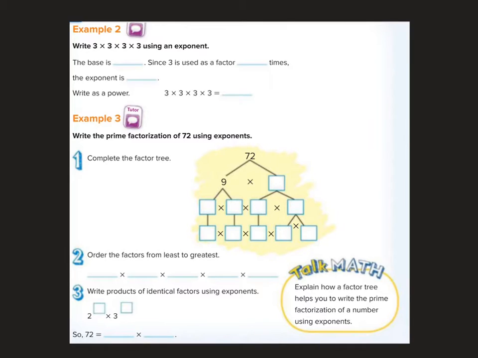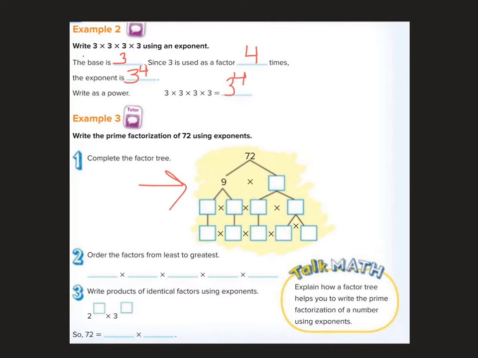Okay, so here it says write 3 times 3 times 3 times 3 using an exponent. So the base is 3. 3 is used as a factor 4 times. So my exponent would be 3 to the 4th power. So if I were going to write 3 times 3 times 3 times 3, I'm going to multiply 3 together 4 times to write 3 to the 4th power. So I like this, you guys.